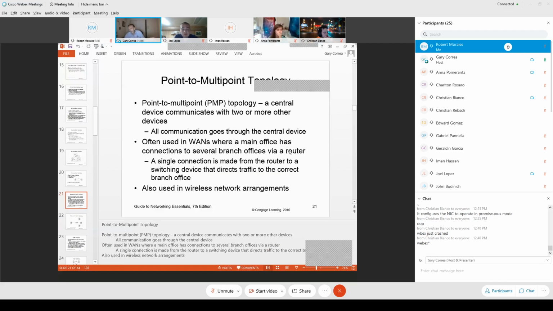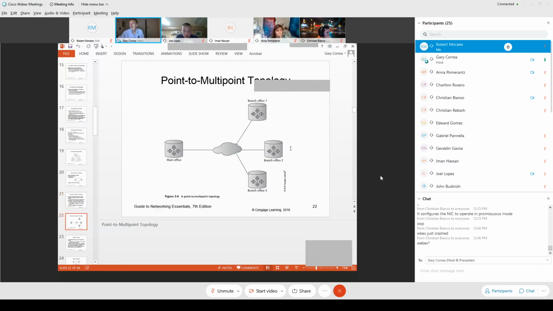For the new people, I was trying to explain that this entire course is what I call techno-babble, techno-terminology. The way to pass all my tests is simply know the terms. And we've covered a hell of a lot of them so far. And there's point to multipoint. Everything has to go through the main office first. That would make it point to multipoint. If it could go to branch office 1, 2, or 3 directly, it would have been point to point. Since it can't, that's point to multipoint.